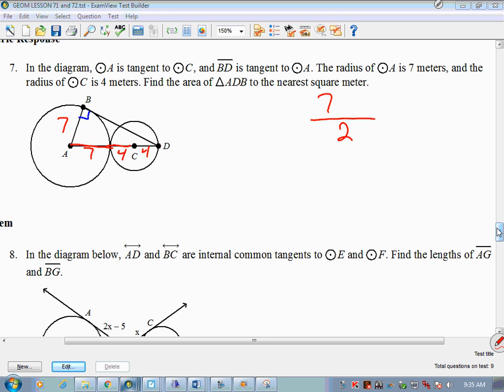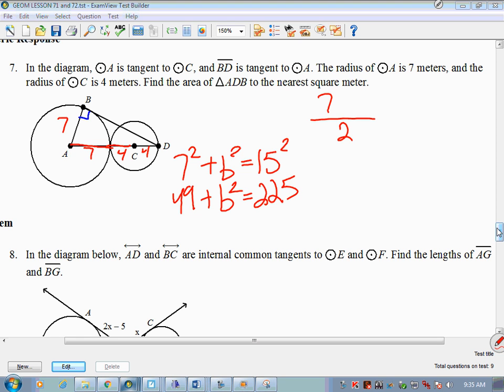Pythagorean theorem, help me set it up. 15 squared. Good job. Okay, 7 plus 4 plus 4, or 7 plus 8 is 15. So we've got 49 plus b squared equals, is that 225? Some of them you get to where you memorize a little bit. 225.